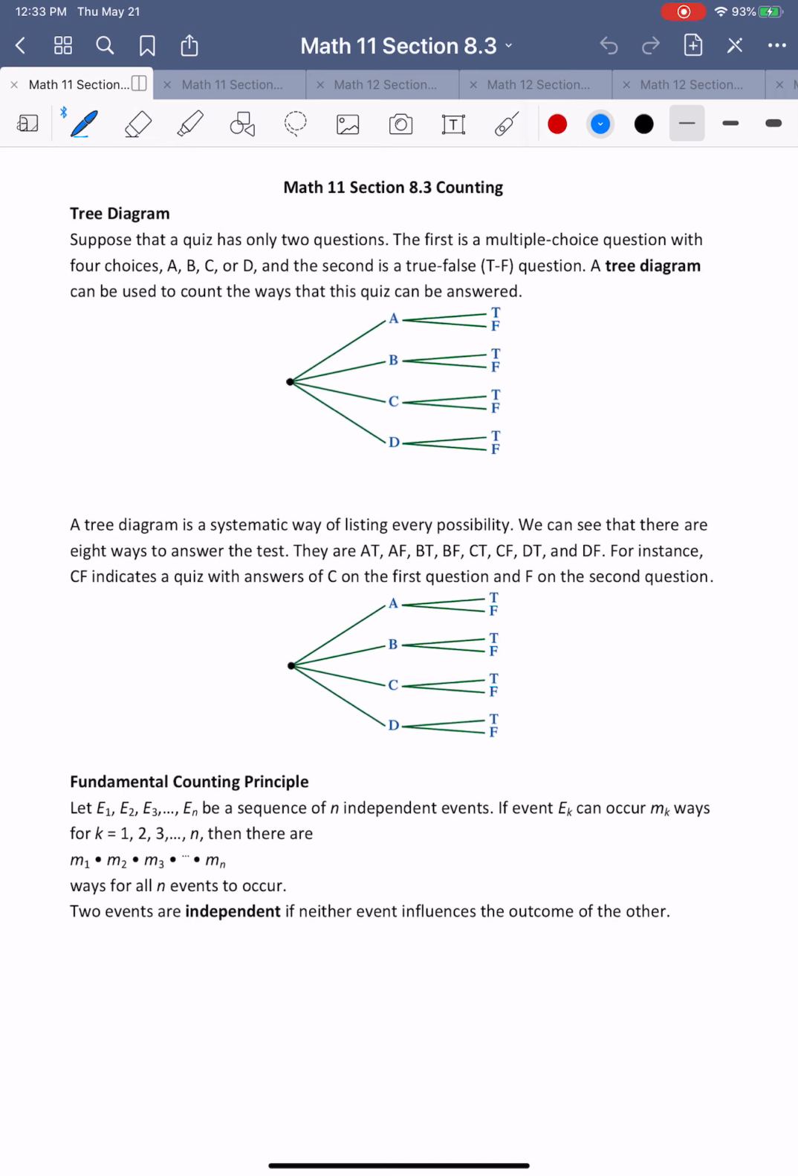Hello, this is section 8.3, counting. We have a tree diagram to use with probability.